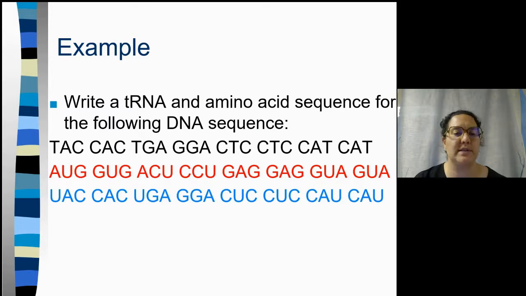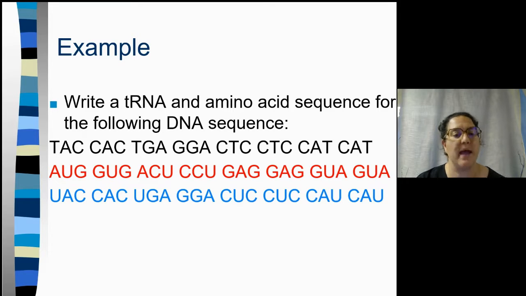So lastly, we're going to look at this quick example. So we're going to write the tRNA and amino acid sequence for the following DNA. So our DNA we have here in black. And to go from the DNA to the tRNA, in between we have to put the mRNA. So in red, I have the mRNA of AUG, which is our start codon. And then our matching tRNA in blue would be UAC. DNA CAC in black, mRNA GUG in red, and then tRNA CAC in blue.